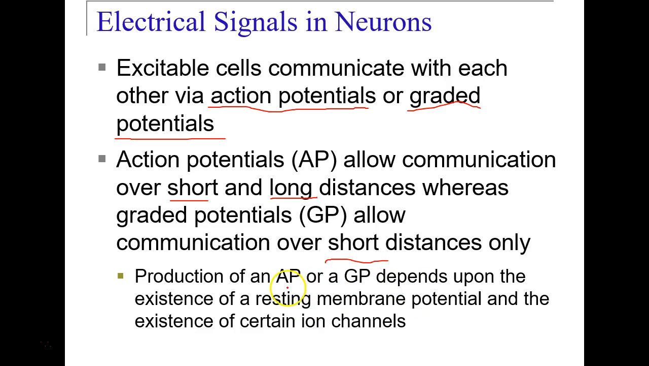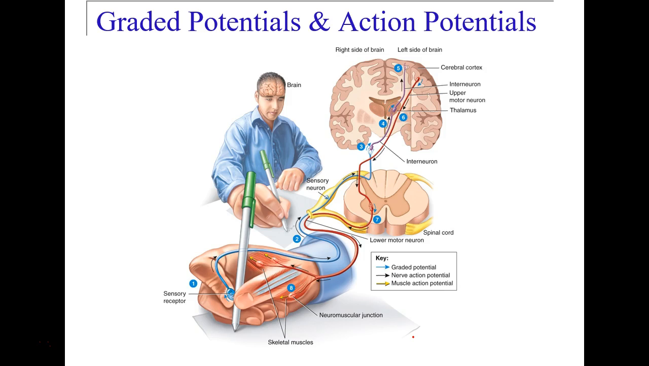Okay? So the production of one of these two potentials depends on the existence of a resting membrane potential. So in other words, the potential energy or movement the membrane of the neuron has available, and the existence of specific ion channels to change that membrane potential. Okay, so graded potentials are going to be short distances. Action potentials are longer.